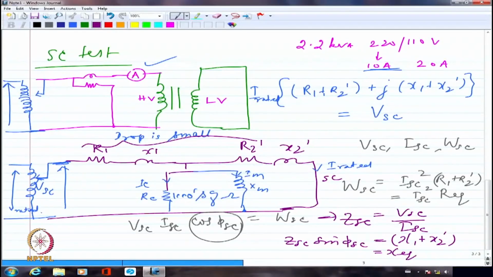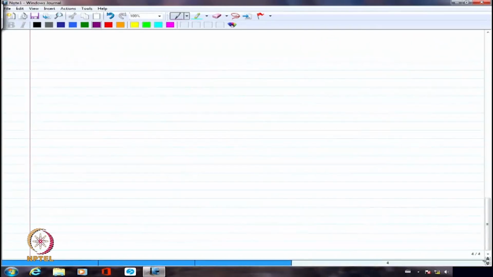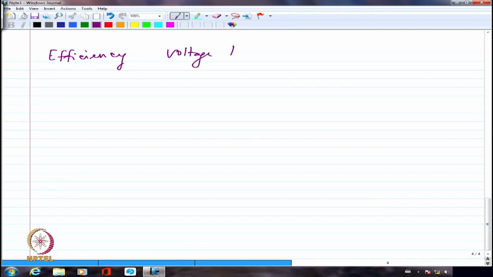Right. So now that we have seen these two tests, let us try to now look at the two performance parameters of the transformer. One is efficiency and the next one is voltage regulation.